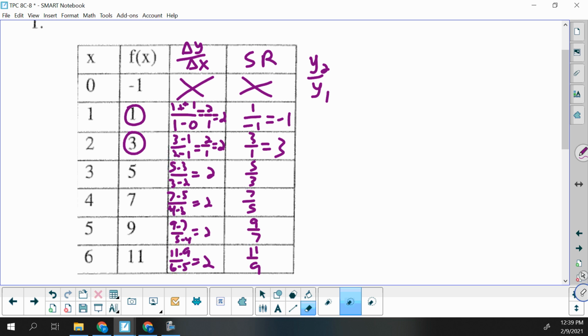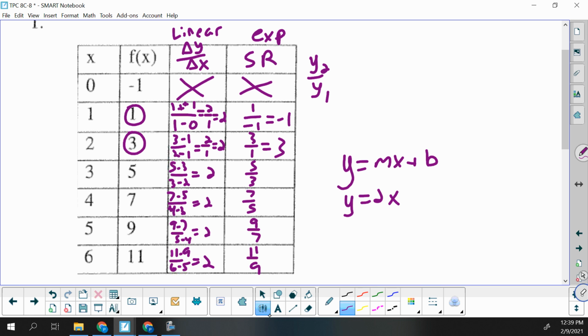What we had found a couple units ago was if the slopes were constant, then we are working with linear. And if the successive ratios were constant, then we were working with exponential. So this tells us we have linear, y equals mx plus b. So our m is just what we got for the slopes. So we have y equals 2x. And then your b is the y value that corresponds when x is 0. So our b value in this case will just be negative 1.